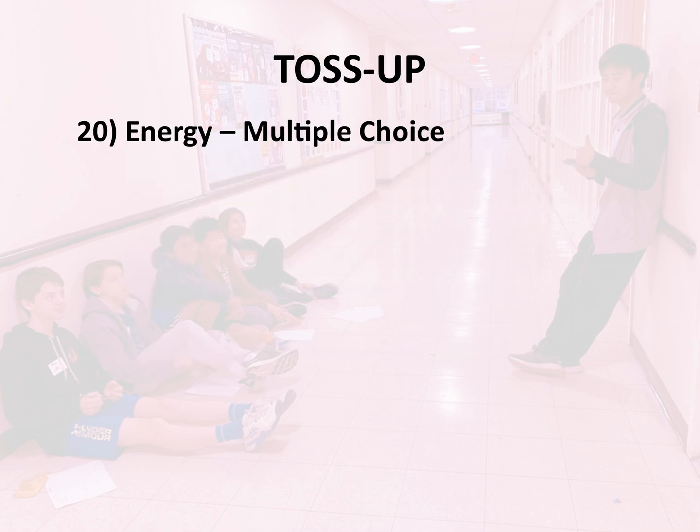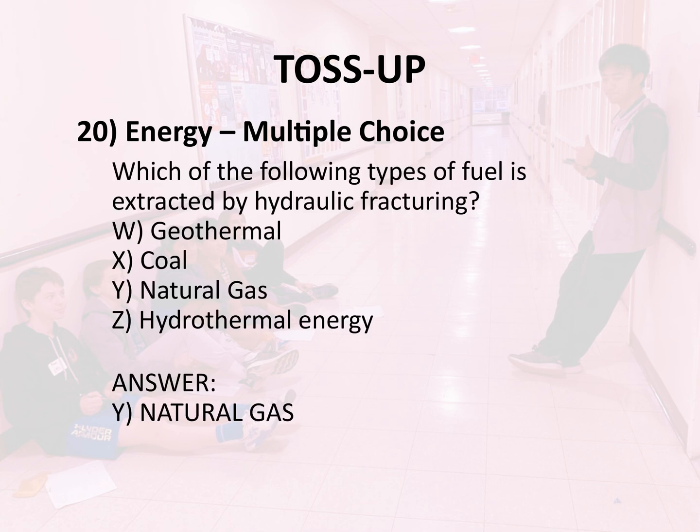Toss-up, 20. Energy, multiple choice. Which of the following types of fuel is extracted by hydraulic fracturing? W. Geothermal. X. Coal. Y. Natural gas. Z. Hydrothermal energy. Answer. Y. Natural gas.